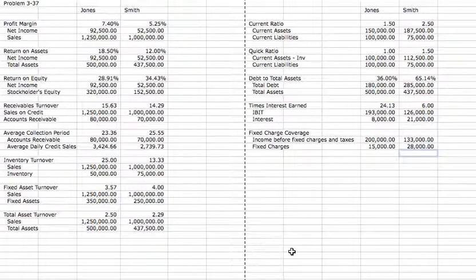So now we can calculate our fixed charge coverage, which would be 200,000 divided by the fixed charges, and again we see the same kind of thing here because of Smith's leveraged position. Their fixed charge coverage ratio is quite a bit less than Jones. So now we're ready to analyze this information to determine the health of each of these companies.